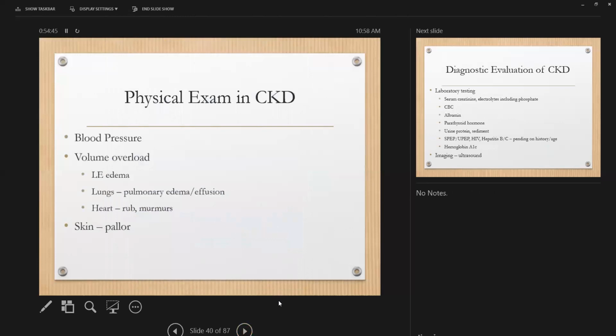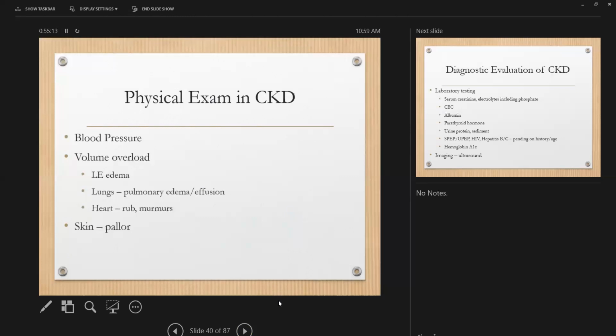So a physical exam, you want that blood pressure, and you want to look for volume overload because they're not able to get rid of fluid. So your first thing you're going to do is you're going to look at the lower extremities. Listen to the lungs. You're going to listen for any rhonchi that could be present. There could be an effusion, so you can check egophony and tactile fremitus. And then listen to the heart. There could be rubs or murmurs present.